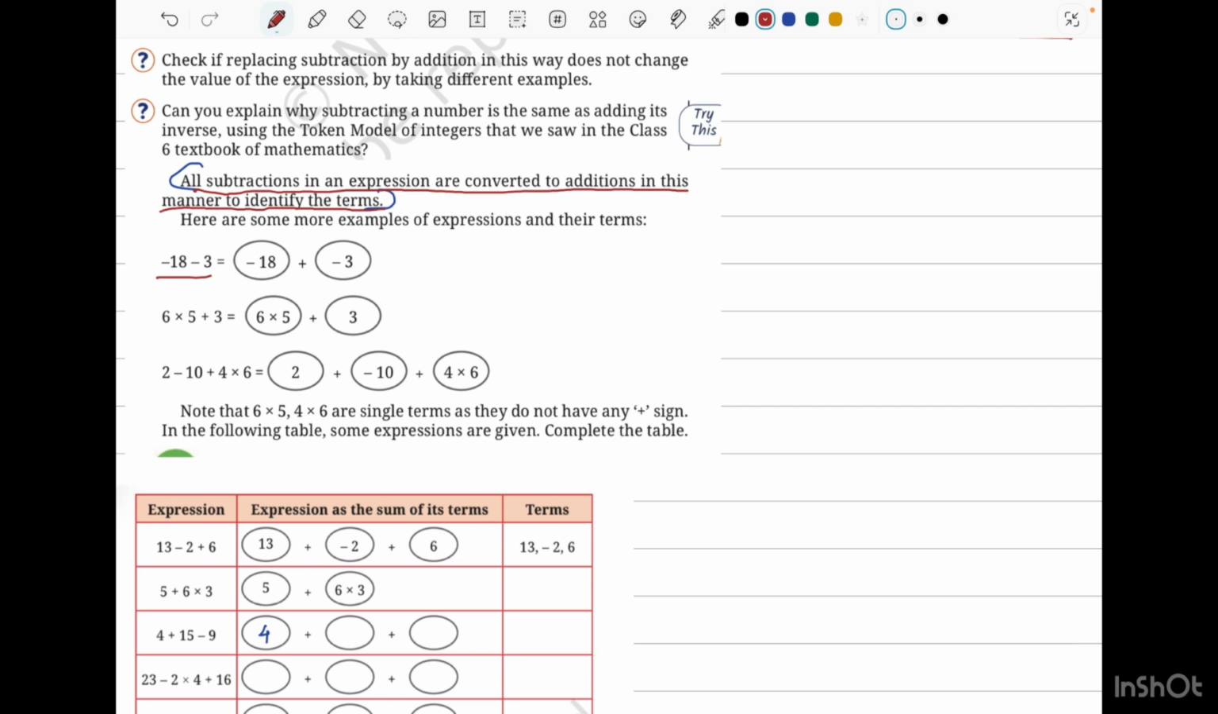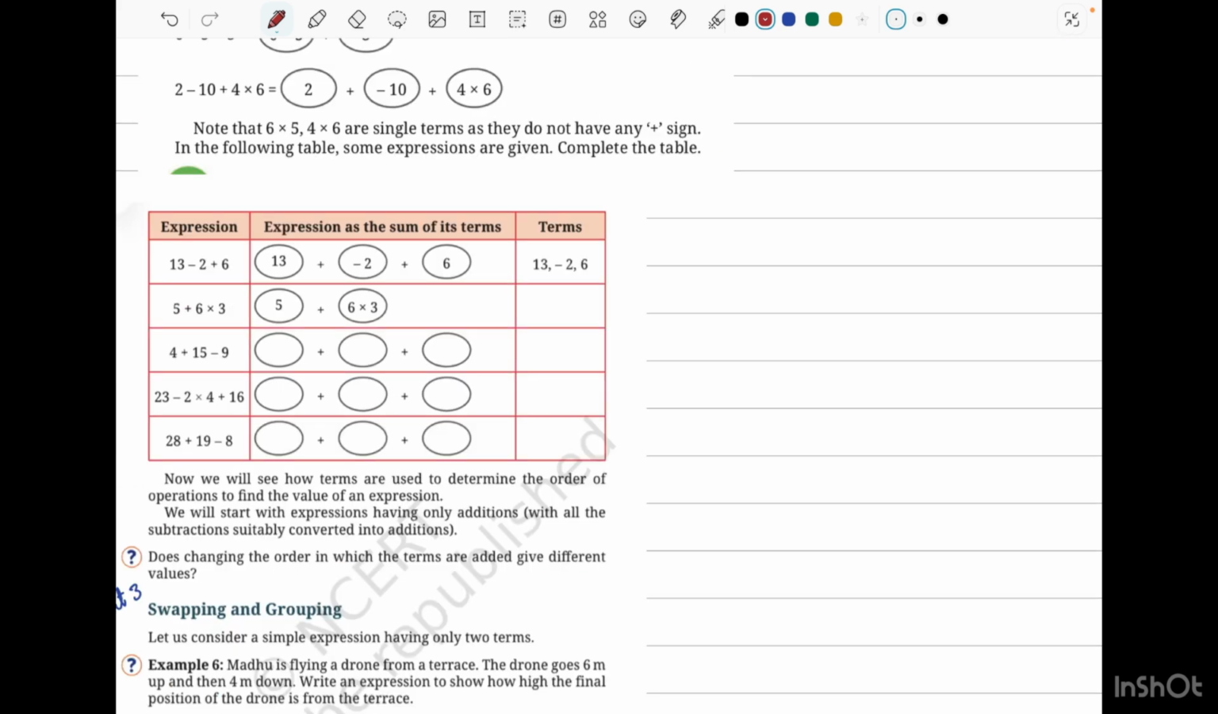Next question, 6 into 5 plus 3. We can put a bracket around the multiplication 6 into 5 and consider 6 into 5 as a term and 3 as a term. So 6 into 5 is a term and 3 is another term. Next question, 2 minus 10 plus 4 into 6. So 4 into 6 can be considered as a term, and minus 10 can be written as plus minus 10. So minus 10 can be considered as a term.